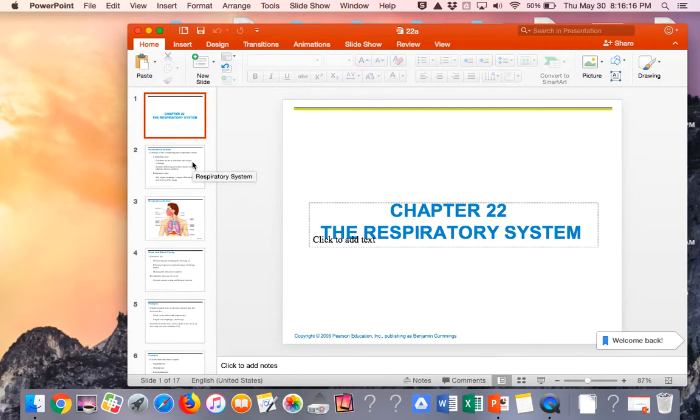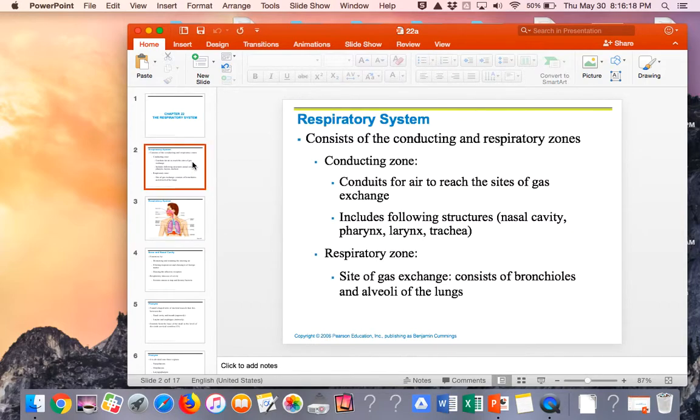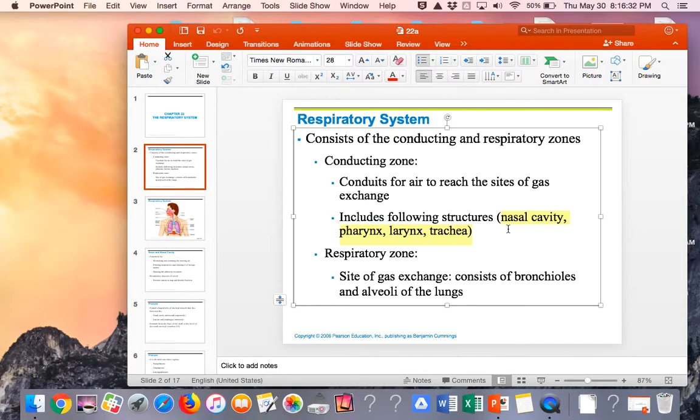The first PowerPoint here deals mainly with the anatomy of the respiratory system. Please recall that the respiratory system has two regions or zones as listed here. The conducting zone, which is most of the respiratory system. You should have an idea of the organs and their order in this zone. And the respiratory zone, which is merely the end where the actual gas exchange occurs in the alveoli.